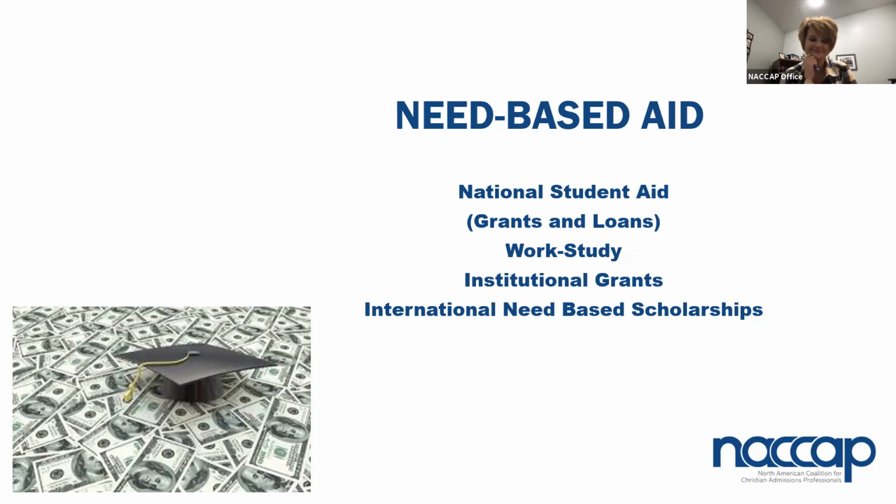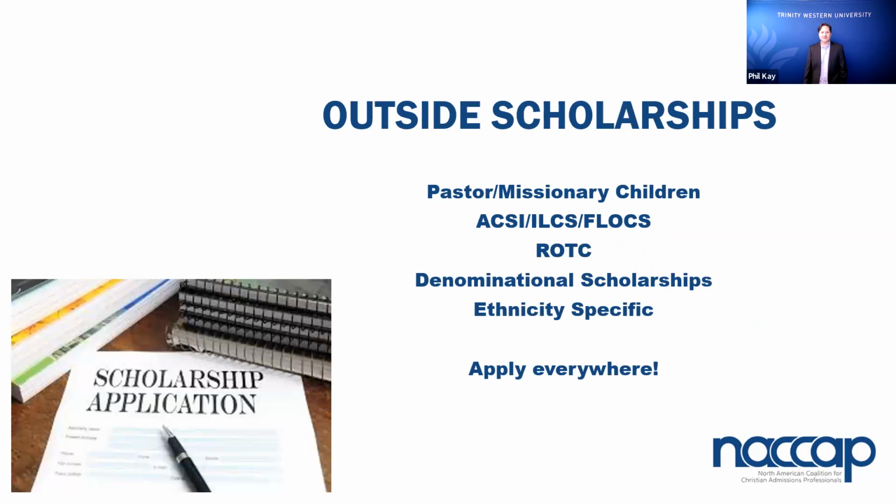Ask about institutional grants and other international need-based scholarships. Often those will require some sort of application, but just ask your financial aid people about these things. Some places will have more or less, but you can ask. Other outside scholarships for you to look into: if you're a pastor or a missionary kid, maybe there's some connections to your denomination. Perhaps you go to an ACSI school or some type of school. There may be scholarships there. Might be some particular for your country. Go and check a whole bunch of places and just apply for them.